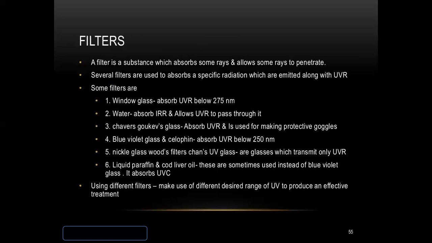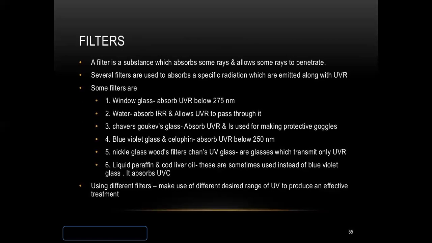A filter is a substance which absorbs some rays and allows some rays to penetrate. Several filters are used to absorb specific radiation which is emitted along with the UVR. Some filters are: one, window glass, which absorbs UVR below 275 nm. Two, water absorbs IRR and allows UVR to pass through it. Three is Schott glass, which absorbs UVR and is used for making protective goggles.